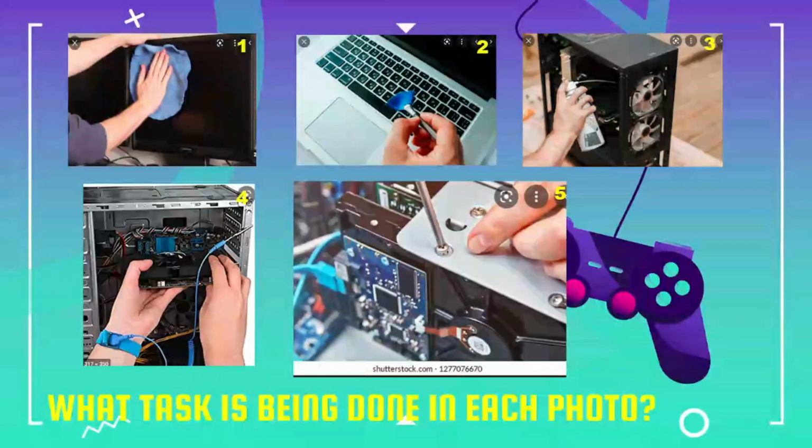How about photo number 4? Troubleshooting the system unit using anti-static wrist strap. How about the last picture? Tightening or loosening screws using screwdriver. Very good.